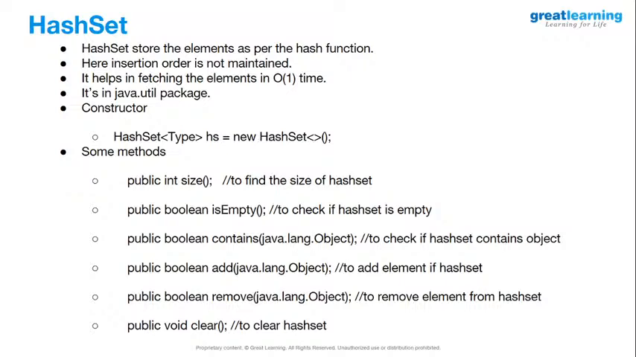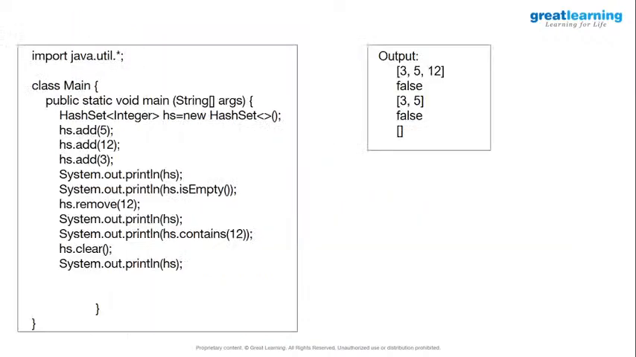Now there are some methods, right? The size, how we can check the size of the hash set, is empty, contains, add, remove. These are all methods, right? To remove an element, to clear a hash set. The contains will check if the hash set contains an object or not, isEmpty checks for the empty thing, right? These are all basic things that you need to know.